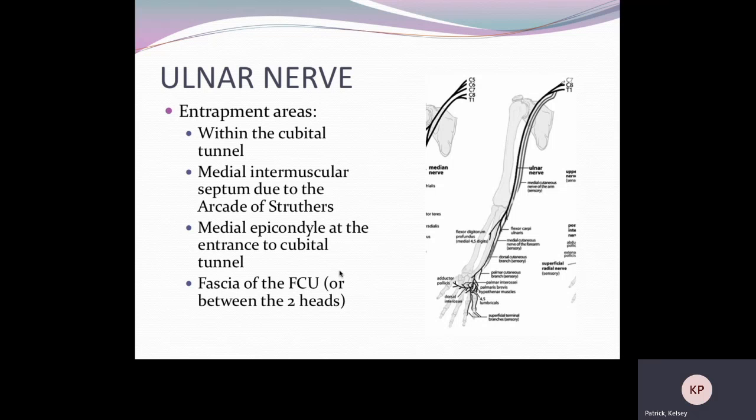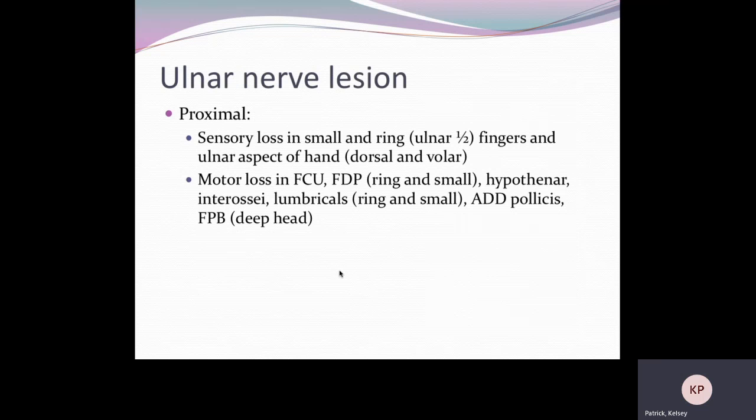The ulnar nerve can become entrapped within the cubital tunnel, in the medial intermuscular septum due to the arcade of Struthers, near the medial epicondyle at the entrance to the cubital tunnel, and under the fascia of the FCU or between the two heads. A proximal ulnar nerve lesion can present as sensory loss in the small and ulnar half of the ring fingers and ulnar aspect of the hand, both dorsal and volar. In addition, you will see weakness in the FCU, FDP to the ring and small fingers, hypophenar musculature, interossei, third and fourth lumbricals, adductor pollicis, and deep head of the FPB.